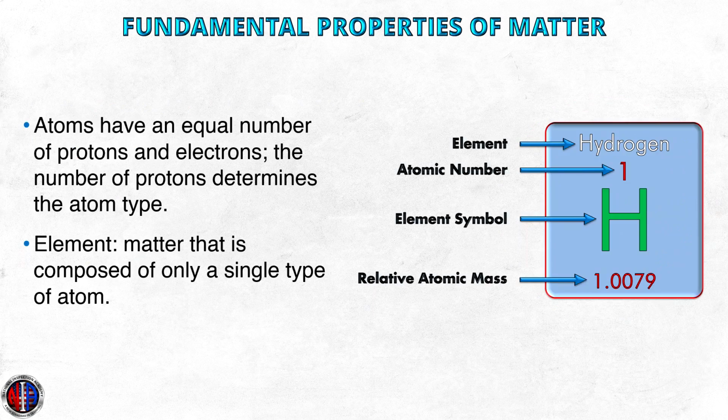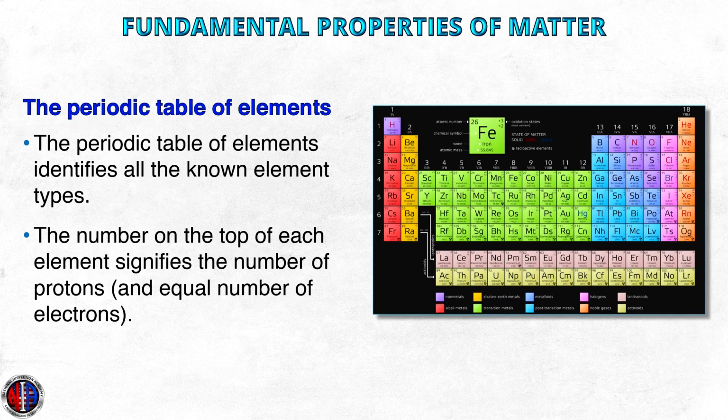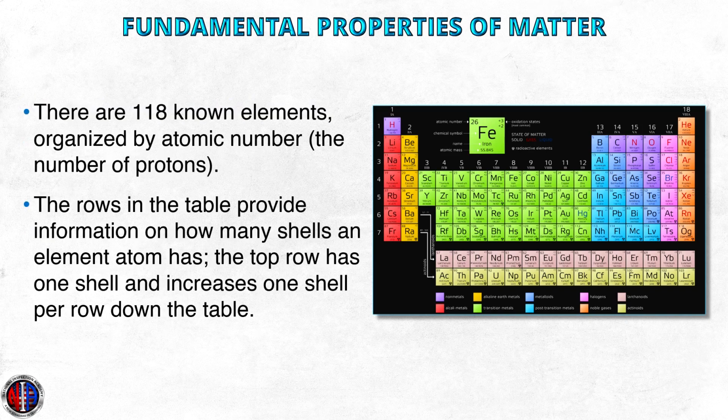The number of protons determines the atom type. What differentiates one form of matter from another is the type of atom it is composed of. Matter that is composed of only a single type of atom is identified as an element. The periodic table of elements identifies all the known element types. The number on the top of each element signifies the number of protons and equal number of electrons. There are 118 known elements organized by the atomic number, meaning the number of protons. As an example, all hydrogen atoms have 1 proton and 1 electron, and all tungsten atoms have 74 protons and 74 electrons.